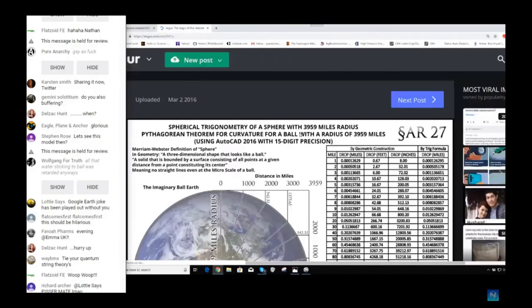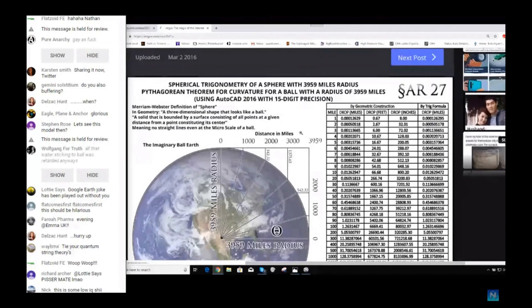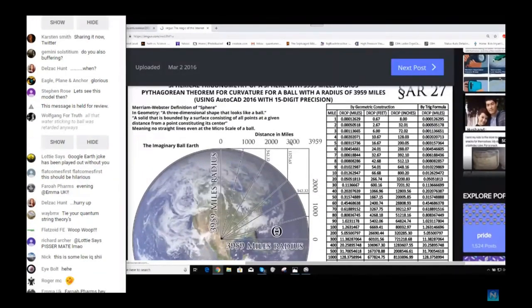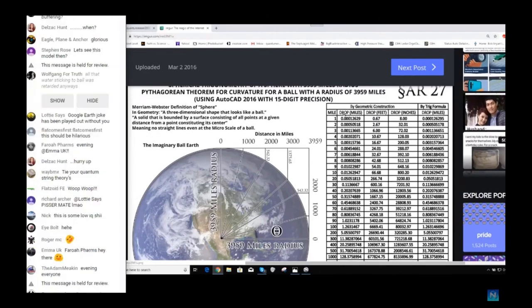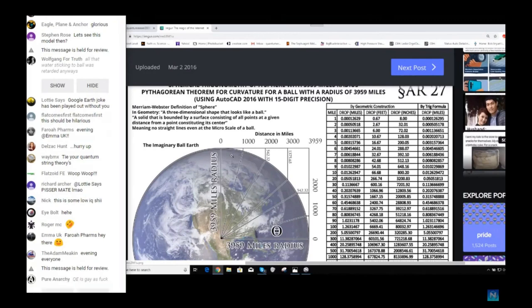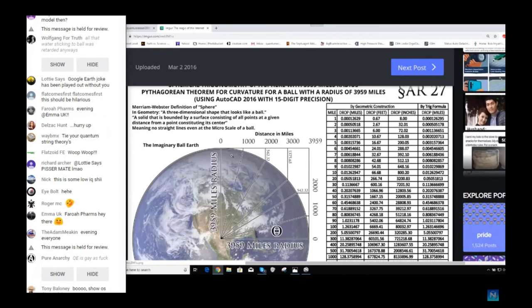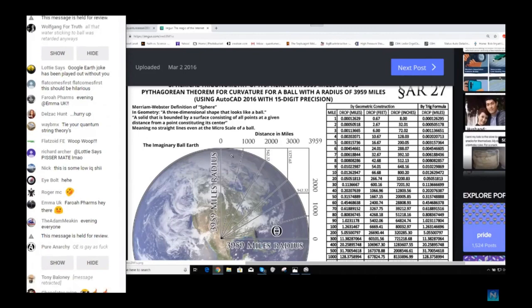You know, it's called vertical drop. You guys remember this from 2015. This is the quintessential tenet of your spinning ball religion. You got to have drop. Every point from a tangent from your feet drops. That is vertically drops away from you at 8 inches per mile squared.